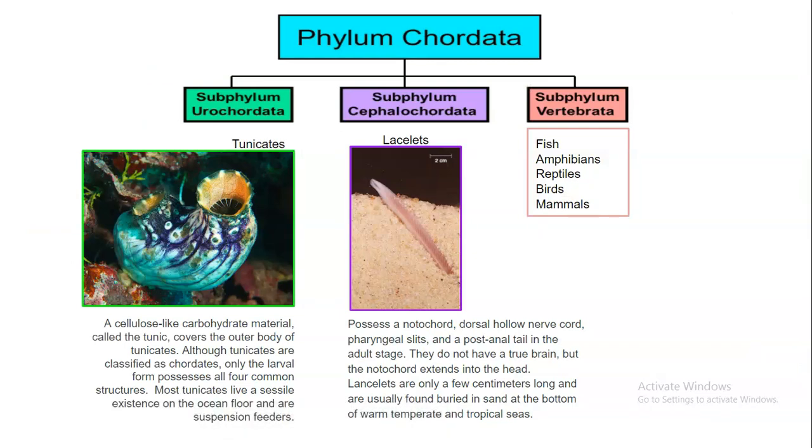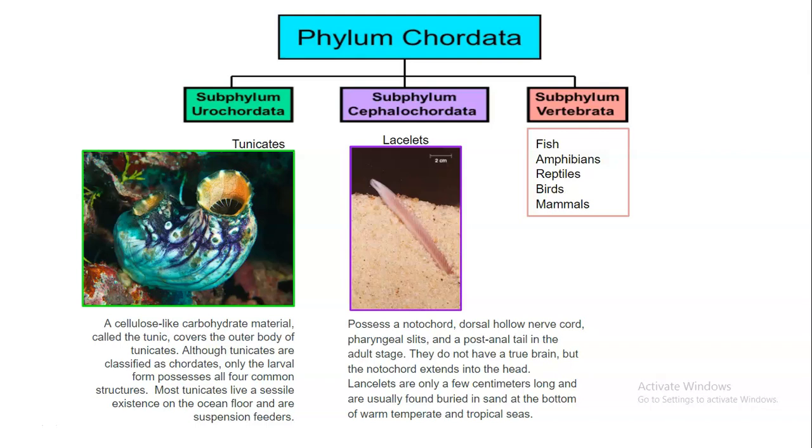Okay, in phylum Chordata, there's 3 subphyla. We're really going to focus on the subphylum Vertebrata, the one where they have vertebrae. But there are Urochordata and Cephalochordata. These are the only 2 groups under Chordata that only have a nerve cord and don't have a spine. So tunicates, which look a lot like sponges in a way, but they have a lot more to them than a sponge. They have a cellulose-like carbohydrate material called the tunic that covers the outer body.